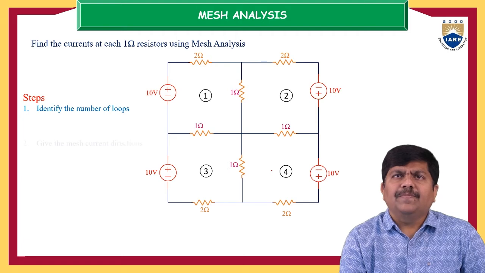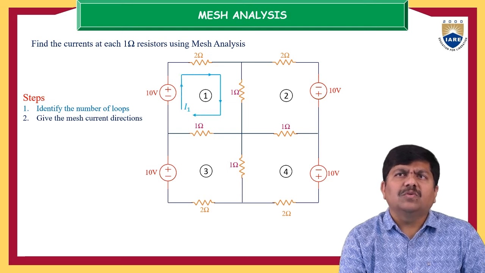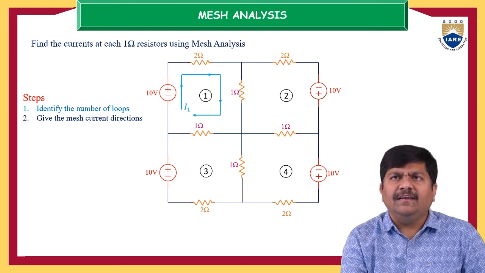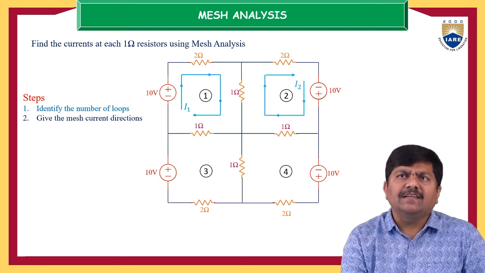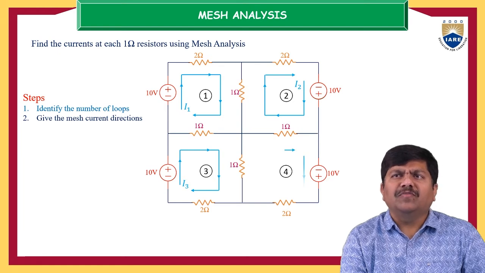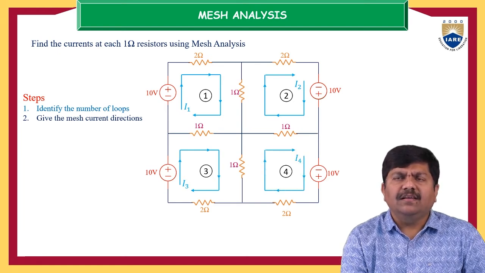And the second step is to give the mesh current direction. So I am choosing arbitrarily. This is mesh 1, and I have taken the clockwise direction of current. This is our mesh 2. Here also we have taken a clockwise directional current, and the third one is also a clockwise directional current, and the fourth one is also a clockwise directional current.